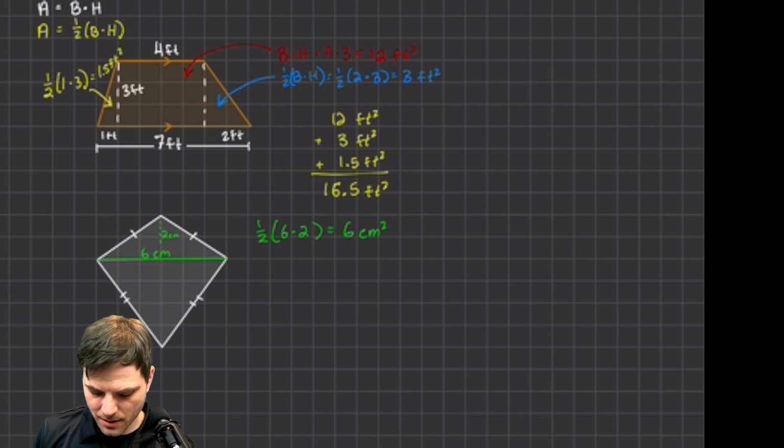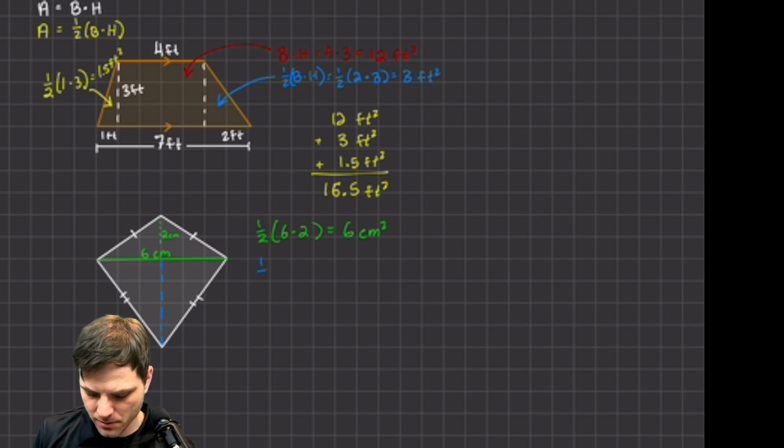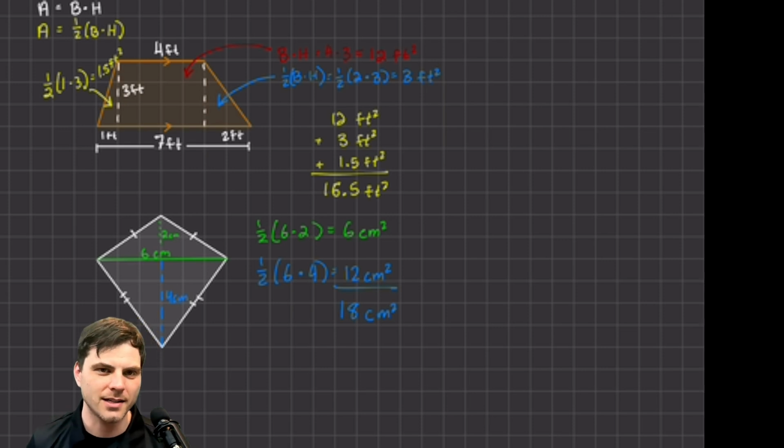And this triangle, again, has a base of 6. We can just sort of flip that triangle around. And a height of 1, 2, 3, 4 centimeters. So 6 times 4 is 24, times 1/2 is 12 centimeters squared. Add these two together and we're left with 18 centimeters squared for the entire area of this kite.